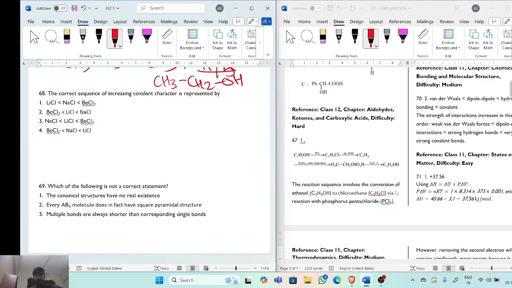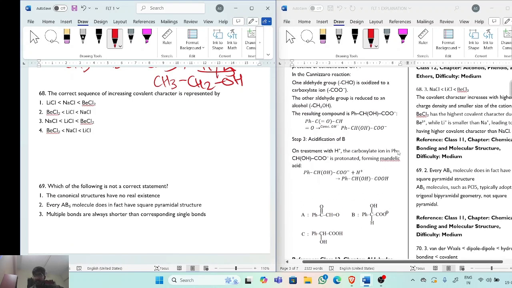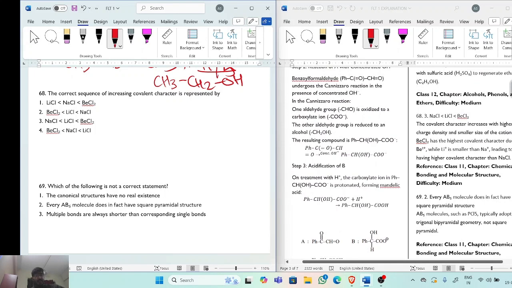Now question number 68. The correct sequence of increasing covalent character is represented by, so we have to tell the order of increasing covalent character. We can comment on covalent character by using Fajan's rule. The covalent character increases with higher charge density and smaller size of the cation.